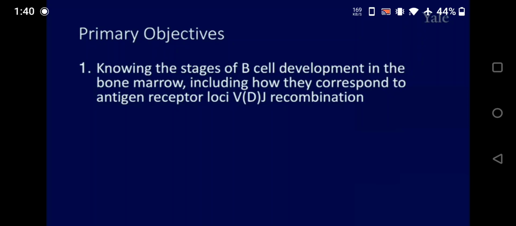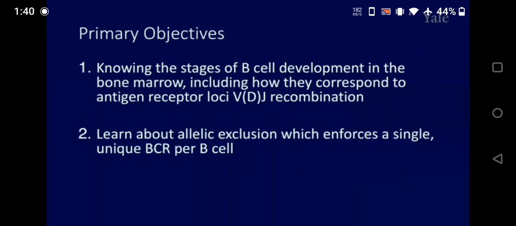And then the second primary objective is learning about the process called allelic exclusion, and this is a way to enforce a single B cell receptor for every B cell that there is. So just in terms of the immunological response, during the adaptive immune response, we only want one B cell receptor per B cell, and this is enforced by allelic exclusion, which we will talk about later.